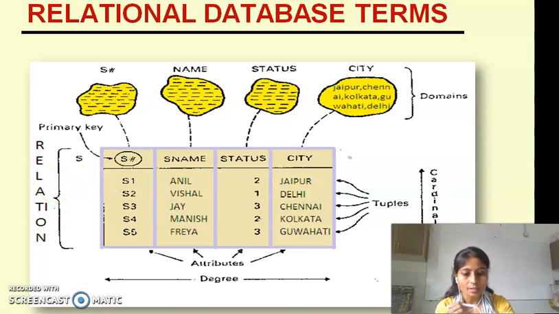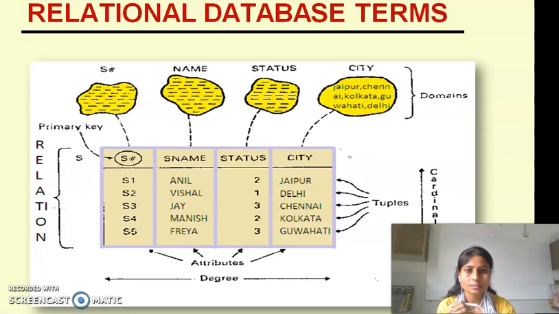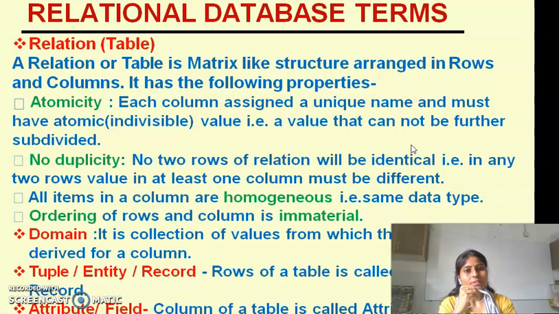So after that we will discuss the next slide, that is relational database terms. A relation or table is a matrix-like structure arranged in rows and columns format, and we know that a table is a matrix and it is a combination of multiple rows and columns. It has the following properties.